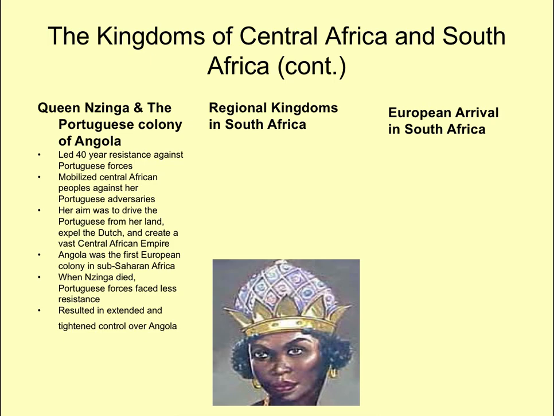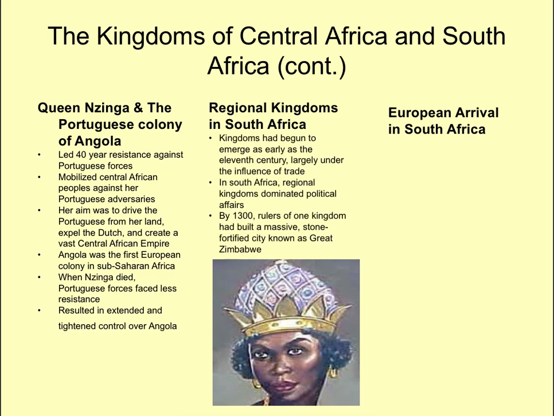So Angola was the first European colony in sub-Saharan Africa. And we see that again with the Portuguese. When Nzinga died, Portuguese forces faced less resistance in spreading their colonies out in the area. And it resulted in extended and tightened control over Angola, because pretty much now we have nobody who's going to fight against us. We can pretty much do what we want.